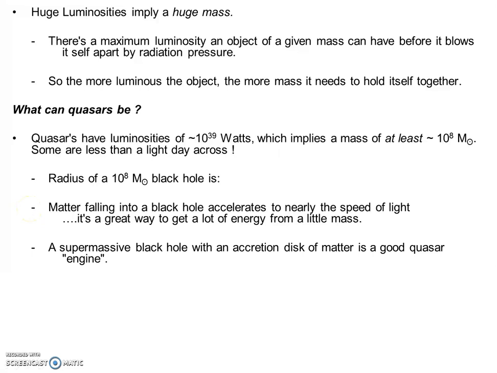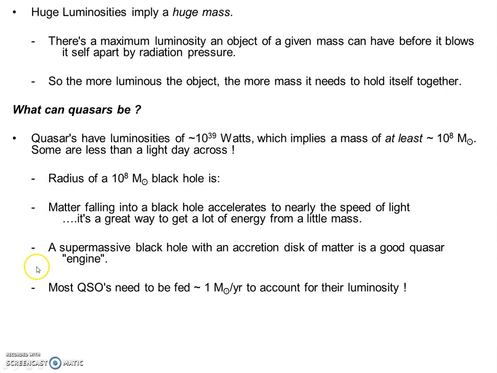So it was theorized or hypothesized for a long time that perhaps these quasars are supermassive black holes that have matter falling into them. How much matter would you need to fall into a supermassive black hole to produce 10 to the 39th watts and sustain that sort of output? Well, it turns out about 1 sun per year. Most quasars would need to be fed about a solar mass per year to account for their luminosity. That's a lot, but it's not ridiculous.